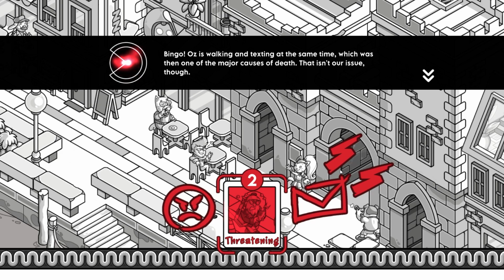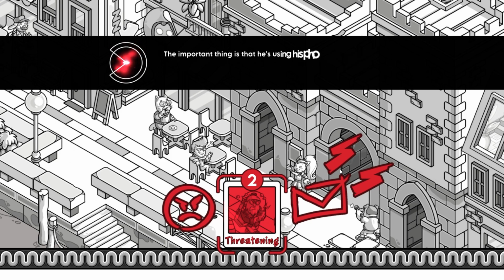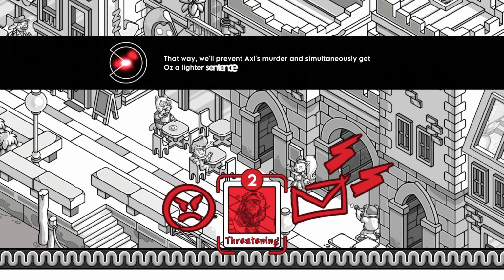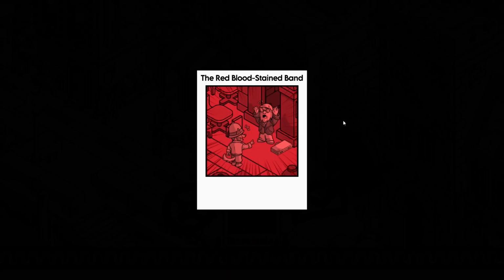Bingo! Oz is walking and texting at the same time, which was then one of the major causes of death. That isn't our issue, though. The important thing is that he's using his phone. Now we can link him to the threats Axel received and alert the police, who can arrest and charge him. That way we'll prevent Axel's murder and simultaneously get Oz a lighter sentence than one for murder would be. Great job, Detective. We solved our first real case. We should celebrate.